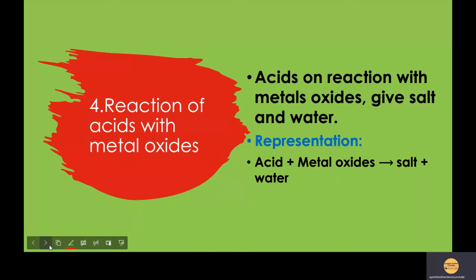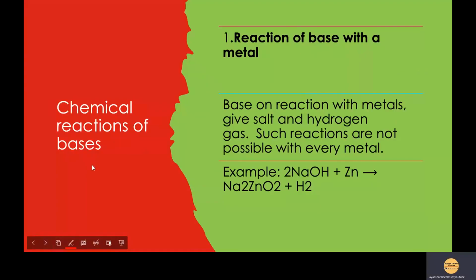Now next we will be seeing the chemical reactions of the bases. Reaction of base with a metal. This is the first type of reaction which the base undergoes. Now see, base on reaction with metals gives salt and hydrogen, same as with the acid. Whenever acid was reacting with a metal, there also we were getting a salt and hydrogen. And the same is applicable for the base also. For base also, whenever it is reacting with a metal, we are getting a salt and hydrogen.